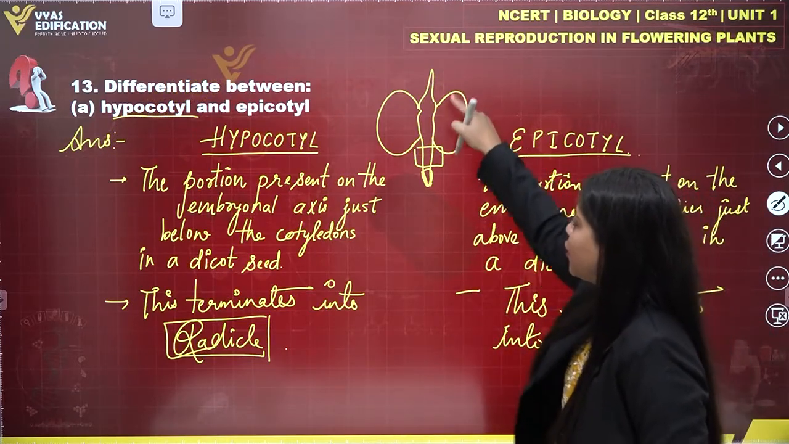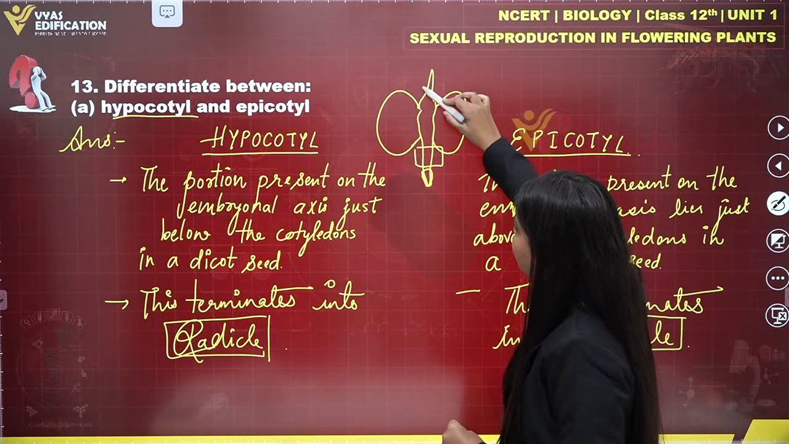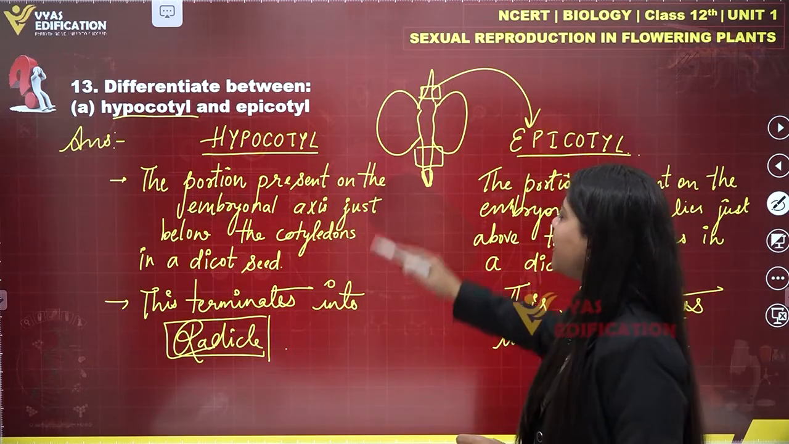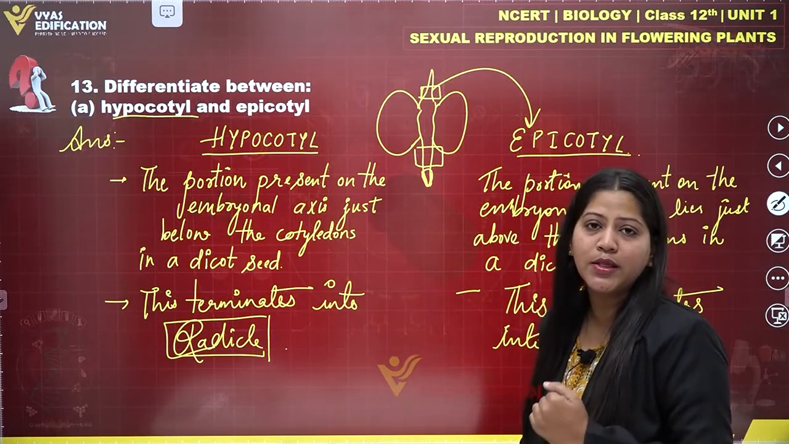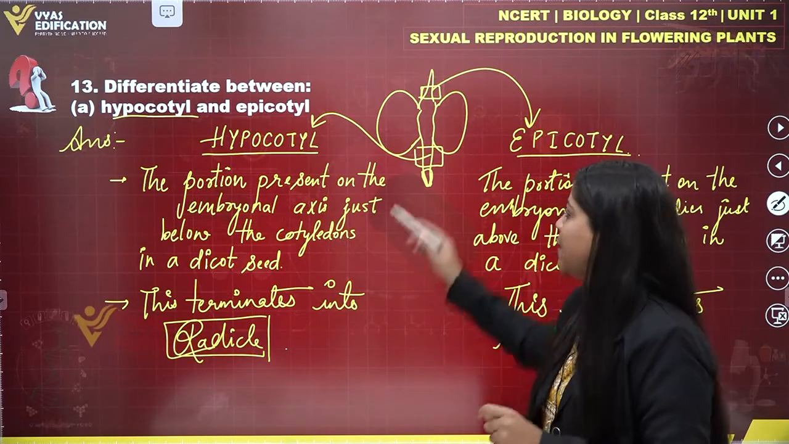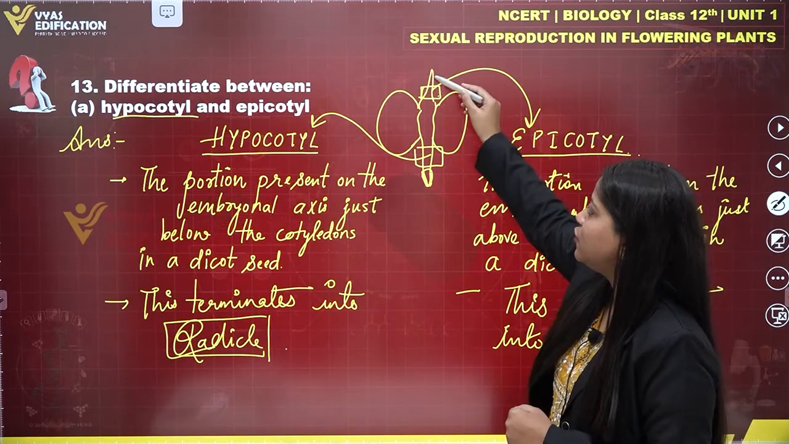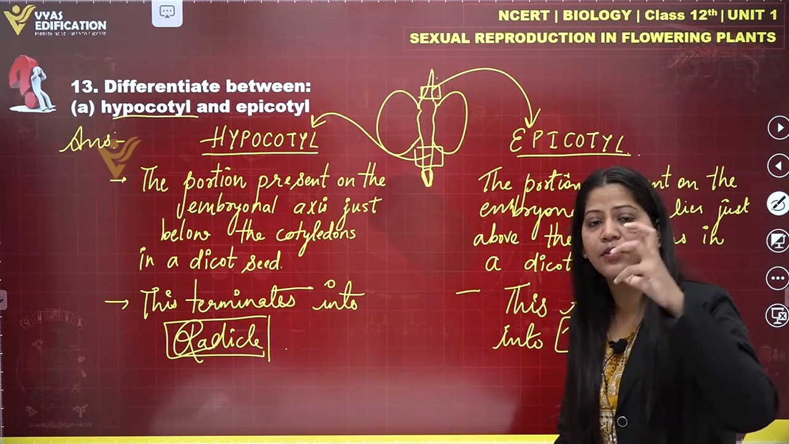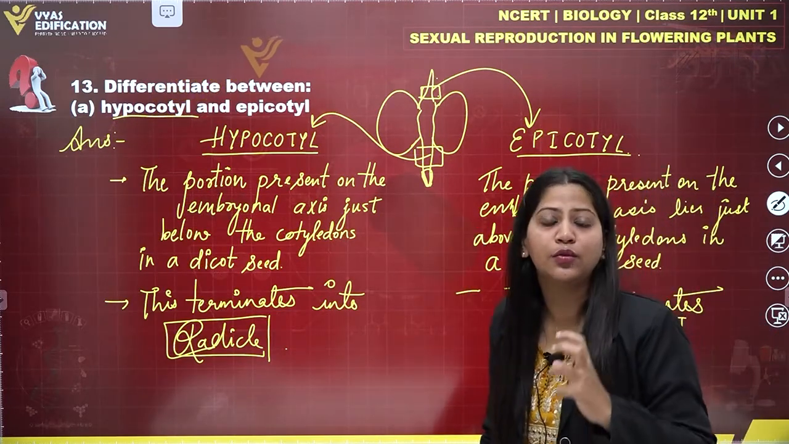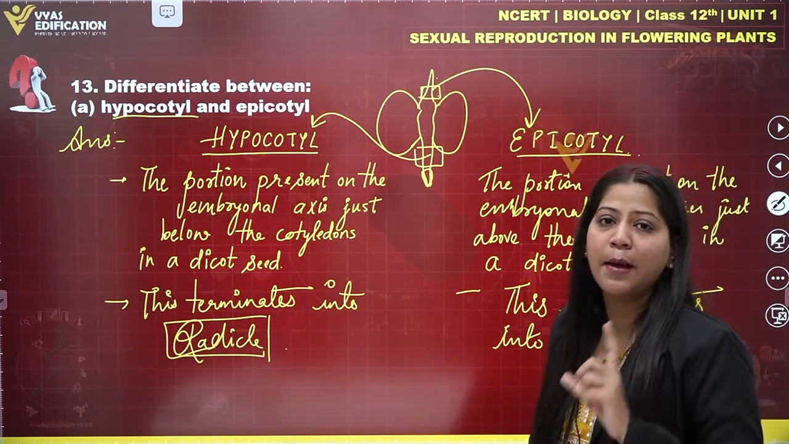As you can see on the embryonal axis of a dicotyledon seed, the region just above the cotyledon is known as epicotyle, whereas the region just below the cotyledon on the embryonal axis is known as hypocotyle. This hypocotyle is terminating into radicle, and this epicotyle is terminating into plumule, which will be giving rise to the shoot system of a plant, and this radicle is giving rise to the root system of a plant. So this is the basic difference between hypocotyle and epicotyle.